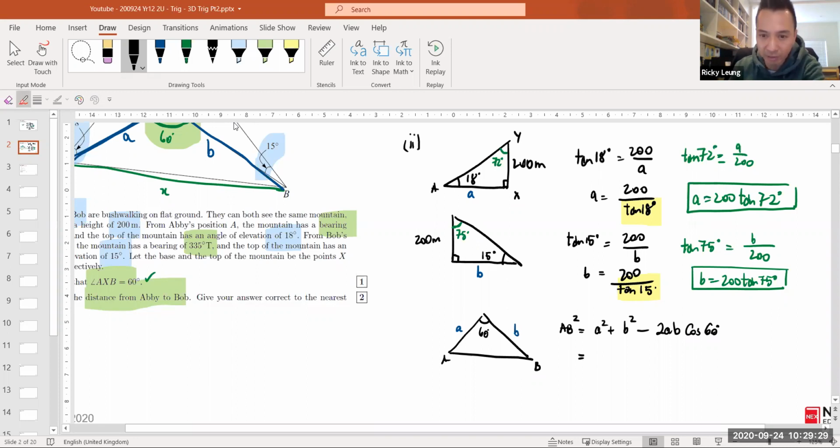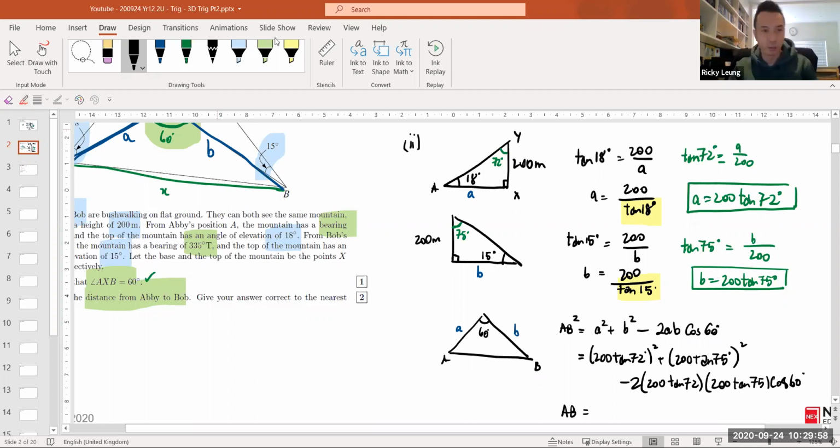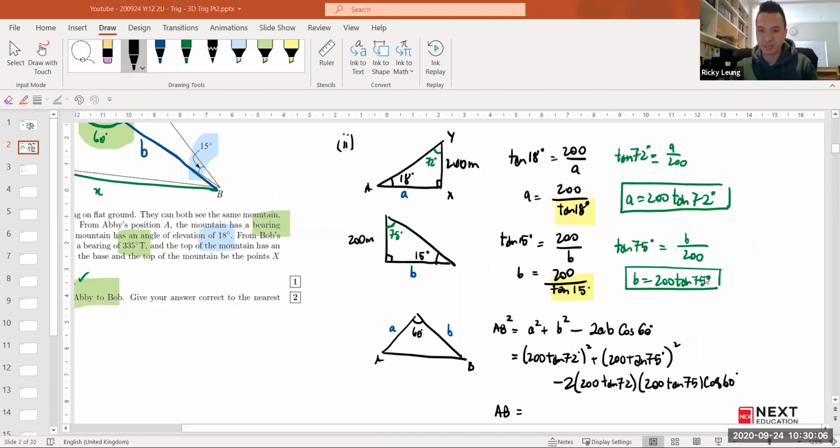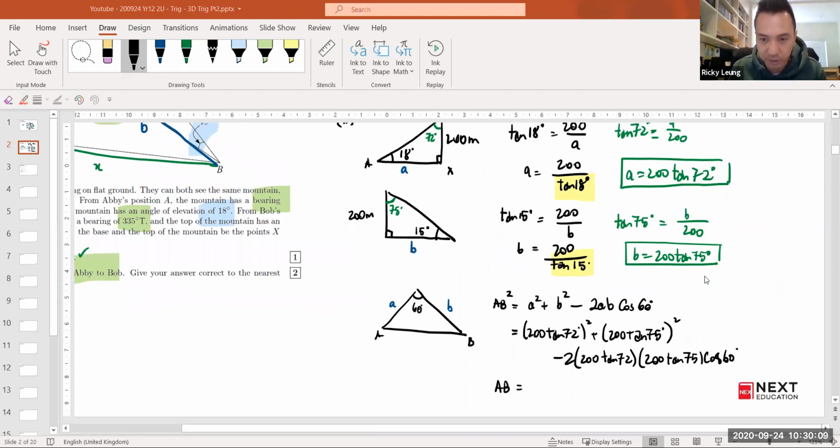So equals, now, no fractions, which is nice. So 200 tan 72 degrees squared plus 200 tan 75 squared minus 2 times A times B times cos 60. And then you punch it in the calculator and ensure that you square root it to get the answer. Now the question says nearest meter. So if you do that correctly, I believe it's about 690 point something, so 690 meters.